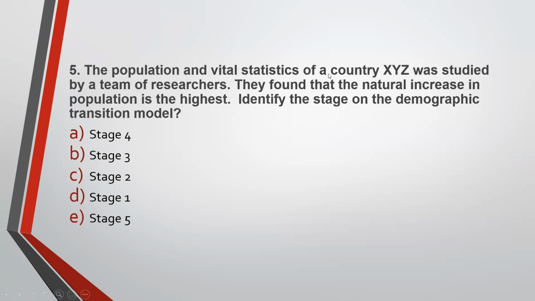The population and vital statistics of country XYZ were studied by a team of researchers. They found that the natural increase, meaning the immigration minus emigration and the death rates minus the birth rates ratio, is highest. Identify the stage on the demographic transition model. In which stage is the natural increase the highest?